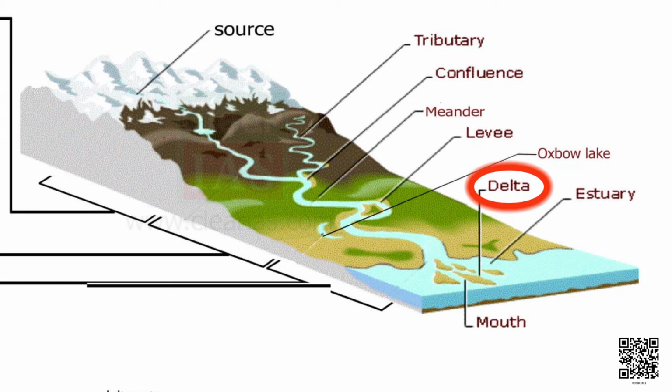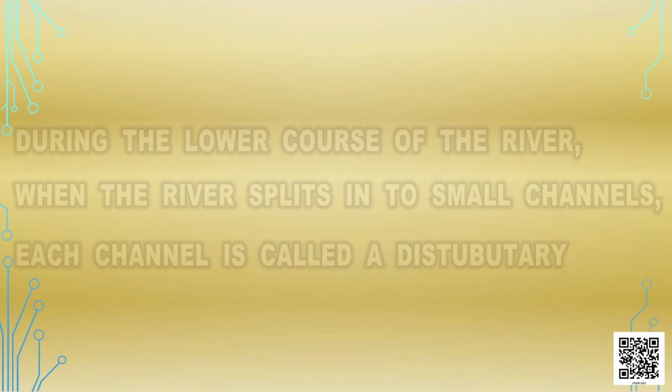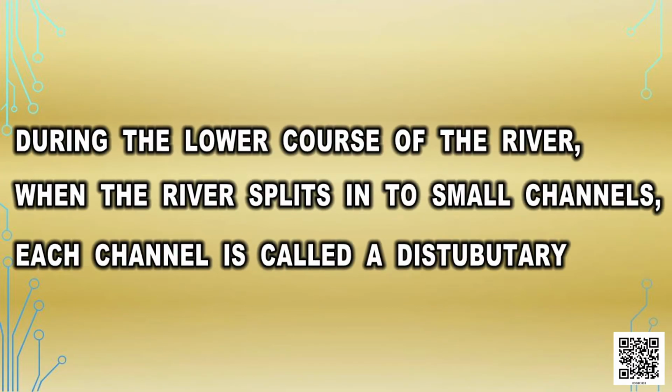by its distributaries. Here I would like to tell you about the difference between tributary and distributary. When small streams join the main river in the upper course of the river, they are known as tributaries. During the lower course of the river, when the river splits into small channels, each channel is called a distributary. Can you name some examples of tributary and distributary?